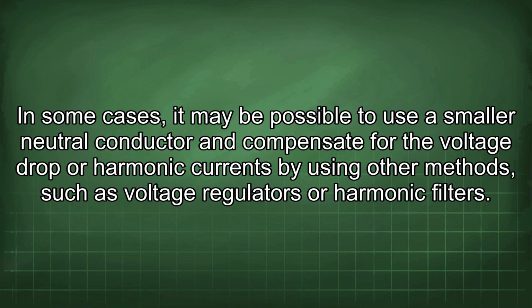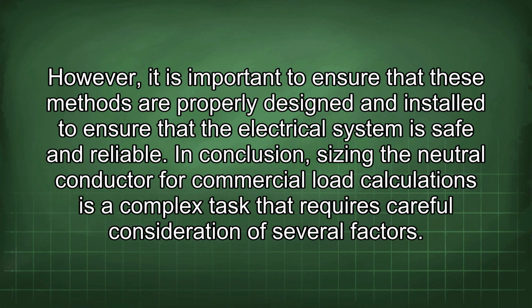In some cases, it may be possible to use a smaller neutral conductor and compensate for the voltage drop or harmonic currents by using other methods such as voltage regulators or harmonic filters. However, it is important to ensure that these methods are properly designed and installed to ensure that the electrical system is safe and reliable.